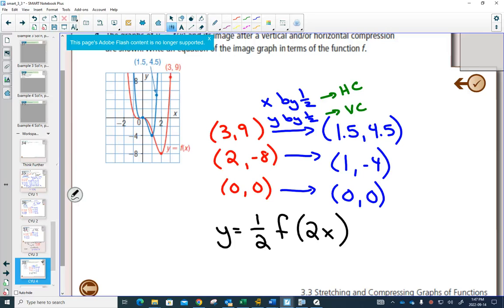And again, this language that came up, when it's asking for an equation in terms of the function f, that means we have an equation with an equal sign, but on the right-hand side, we have f, the function. It has to show up on the right-hand side.